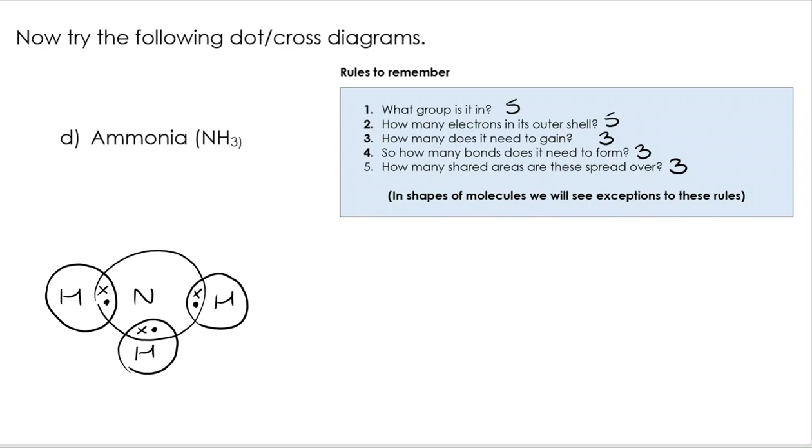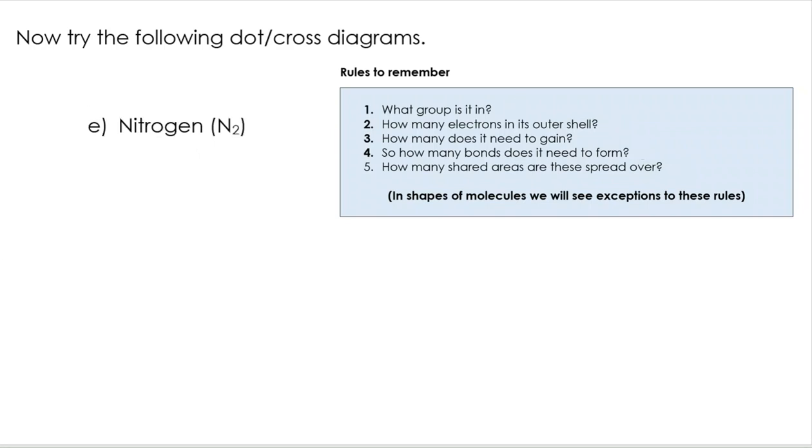Nitrogen is in group 5, and I've used 3 of those electrons so far. That means I have 2 left. Each hydrogen now has 2 electrons in its outer energy level. Nitrogen now has 2, 4, 6, 8. And we're done. Next example, nitrogen, N2.